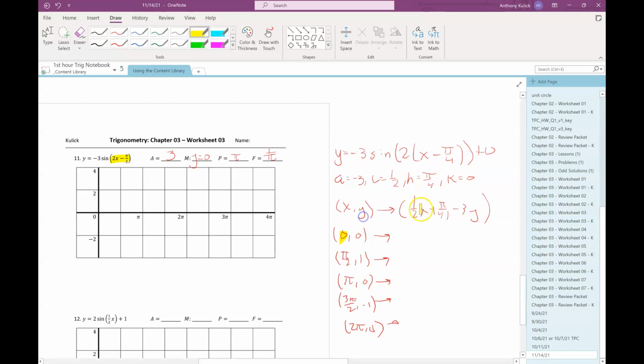And then I'm basically just taking my x and plugging it in, and then taking my y and plugging it in. So when I do that, I have pi over 4, 0. And the next one is going to be pi over 8 plus pi over 4, so that's 3/8, and then -3. And then 1/2 pi plus 1/4 pi is 3/4 pi. Zero. So notice that's gone up.